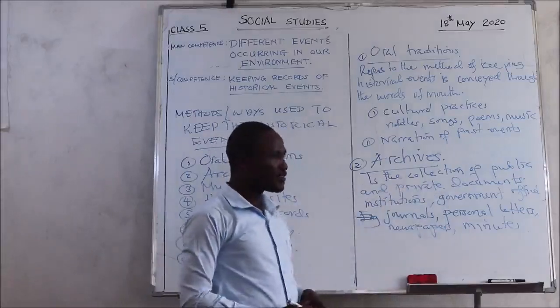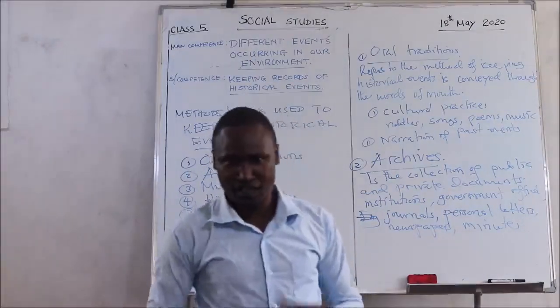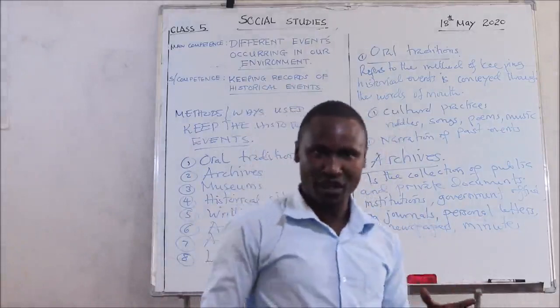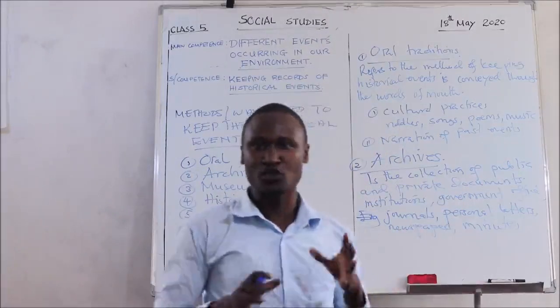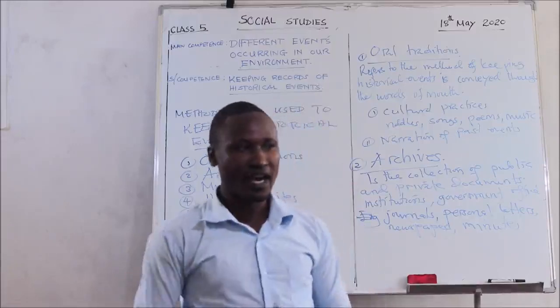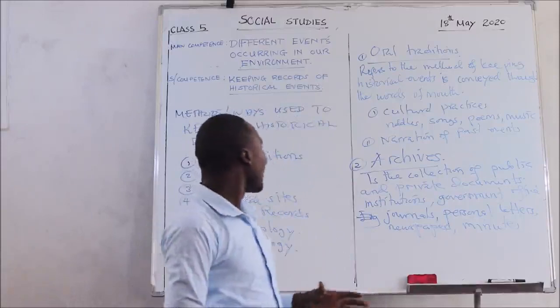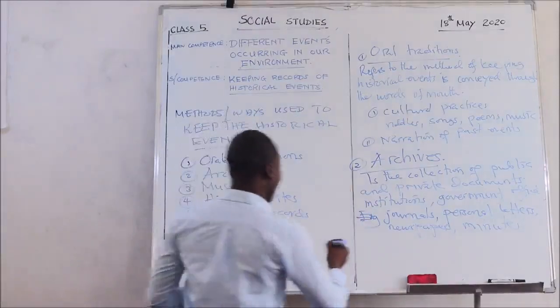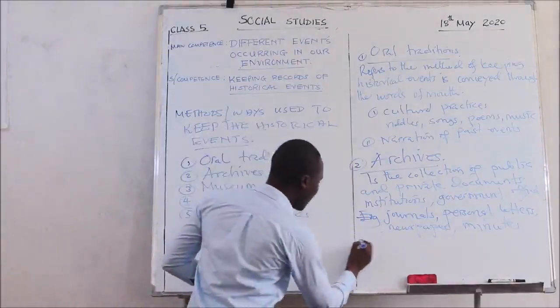But archives can also be a building whereby these documents are kept. But do not confuse it with the museum. We shall see later on about the museum. So archives is the collection of public and private documents, and it can also be in the form of buildings. That is the meaning of archives.